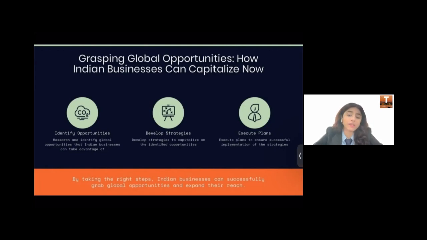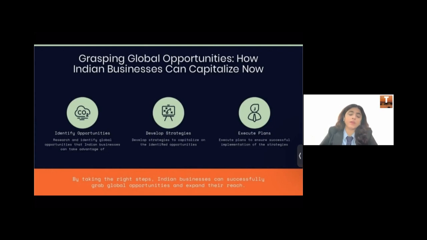You have to focus on factors such as quality, cost effectiveness, innovation, customer service, or sustainable practices that can give you an edge over the competitors. And lastly, the market entry strategy: determine the most suitable market entry approach based on factors like market size, competition, and resources. Options can be exporting, licensing, joint ventures, strategic partnerships, or establishing local subsidiaries.